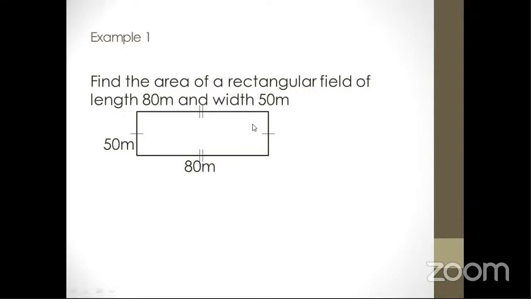Find the area of the rectangular field of length 80 meters and width 50 meters. Can you read the word properly? Find the area of a rectangular field of length 80 meters and width 50 meters. Yes. Can you explain to us how we are going to get the area? Area equals length times width.